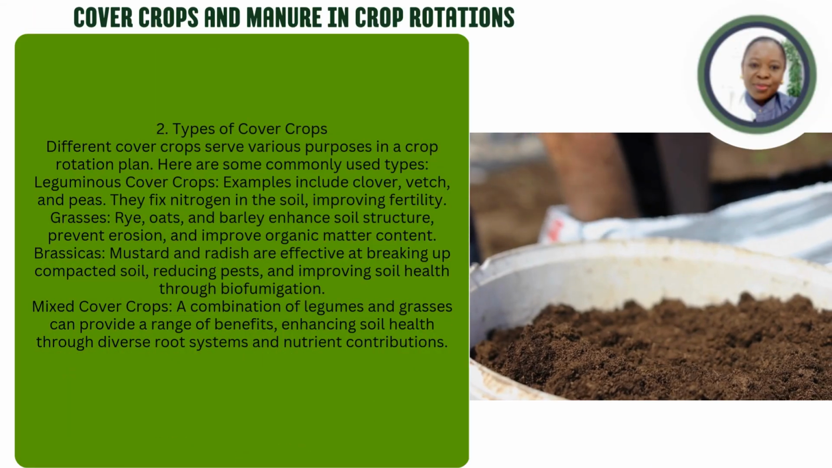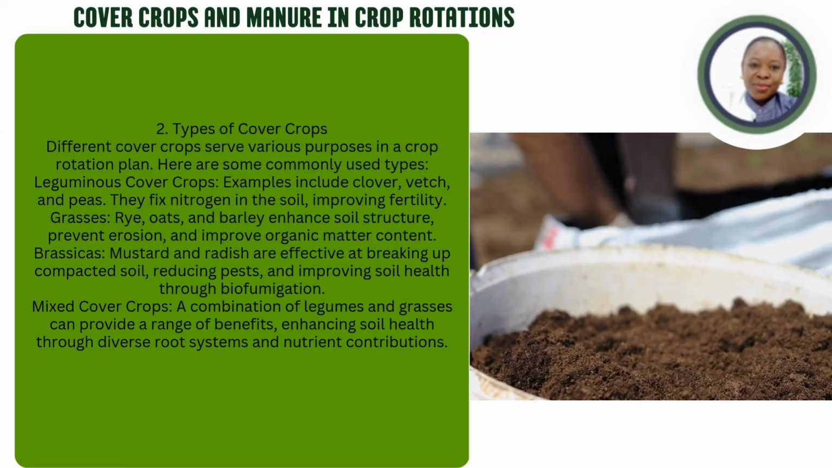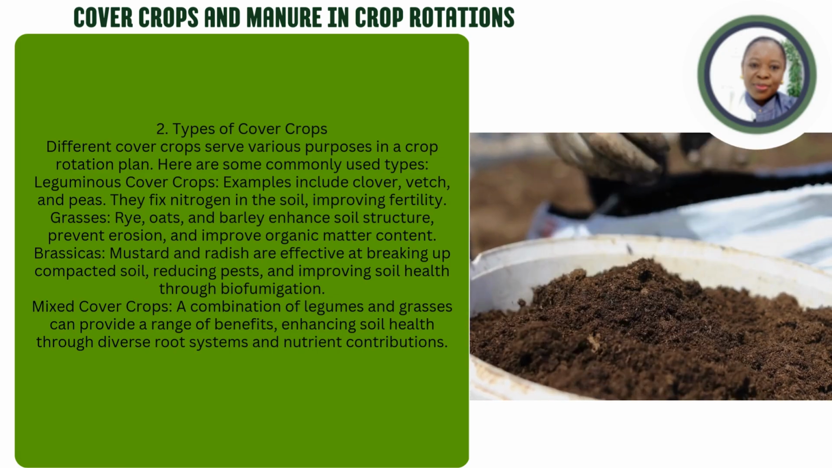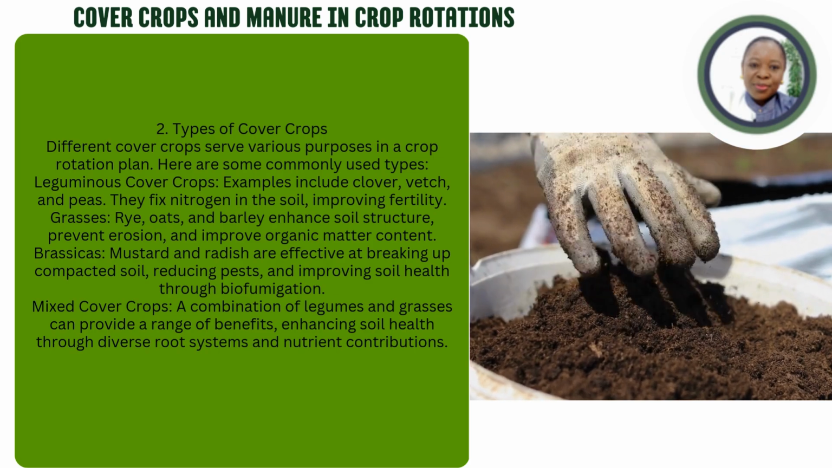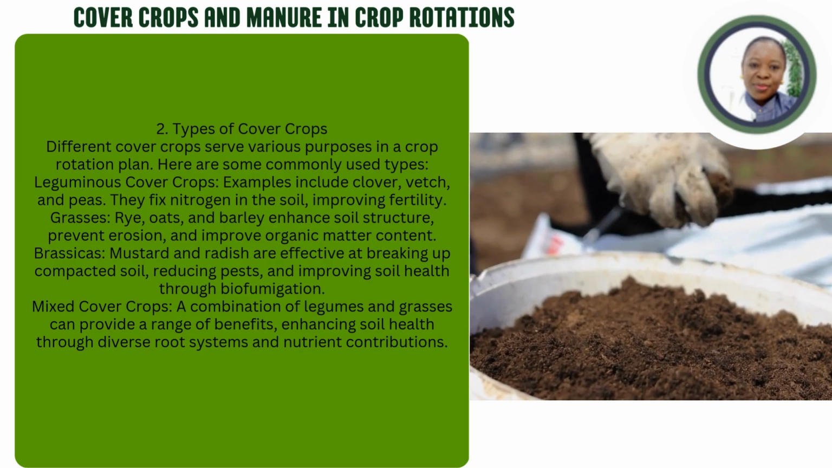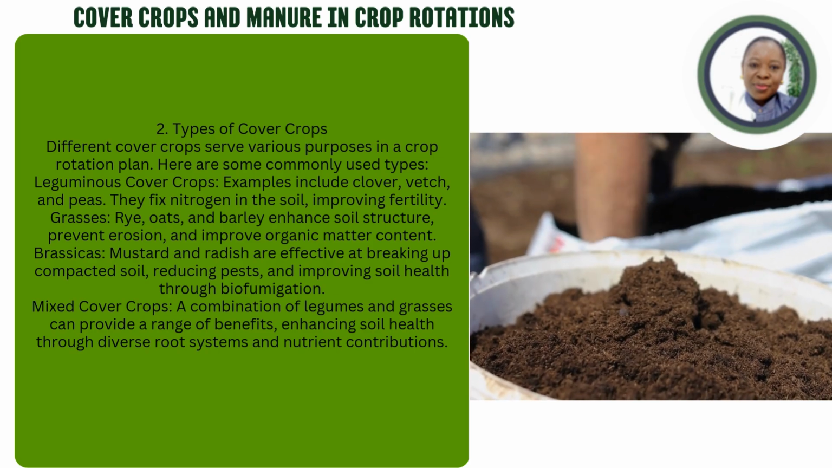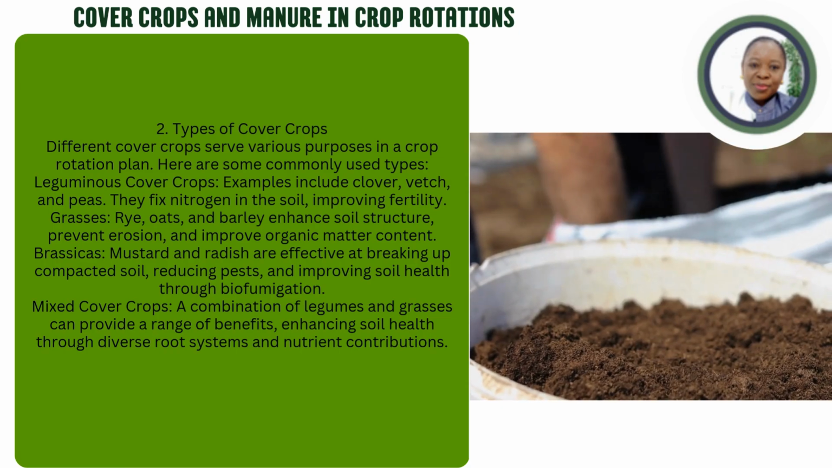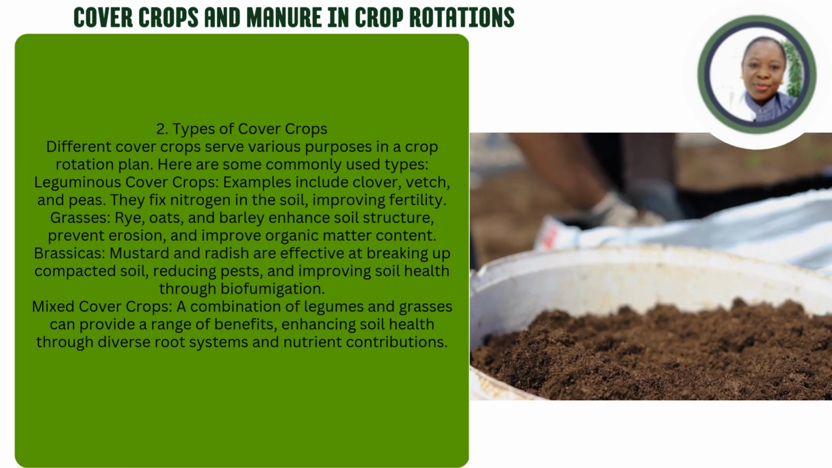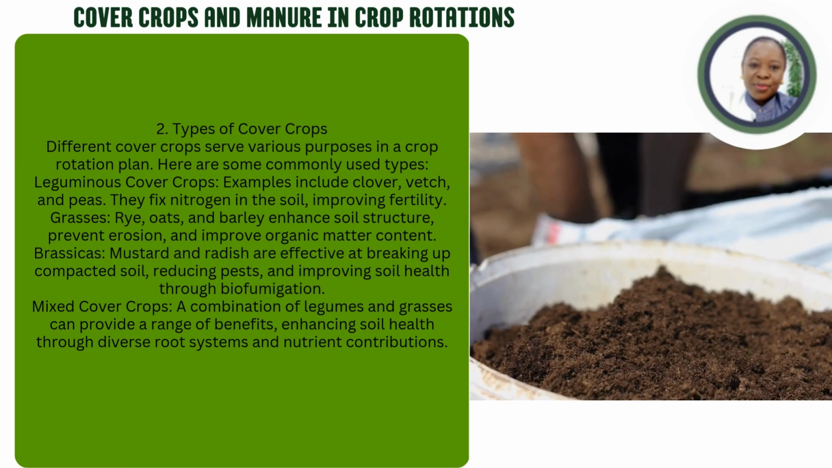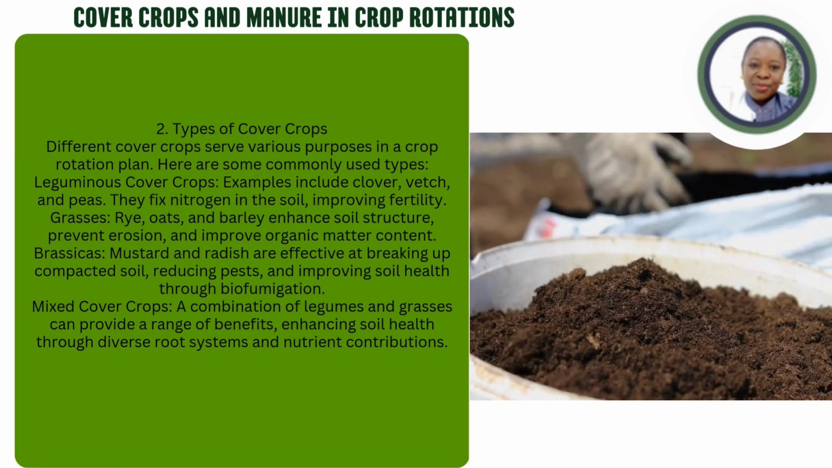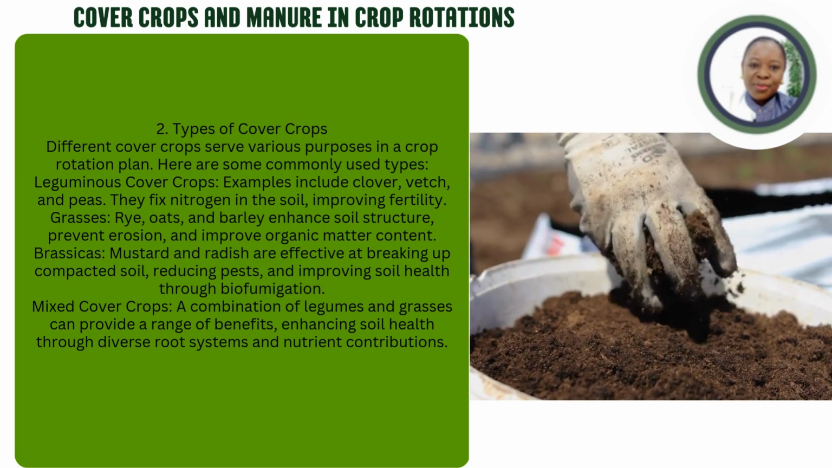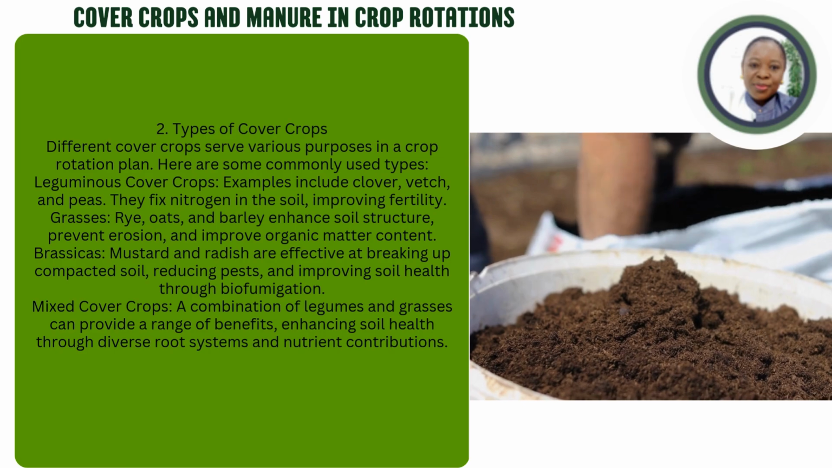2. Types of cover crops. Different cover crops serve various purposes in a crop rotation plan. Here are some commonly used types. Leguminous cover crops. Examples include clover, vetch, and peas. They fix nitrogen in the soil, improving fertility. Grasses. Rye, oats, and barley enhance soil structure, prevent erosion, and improve organic matter content.